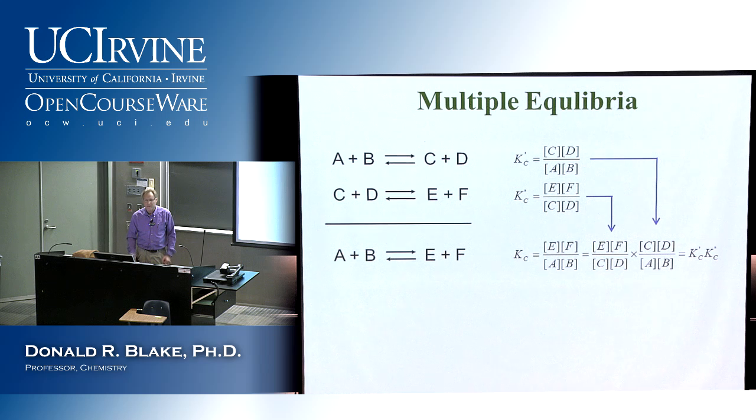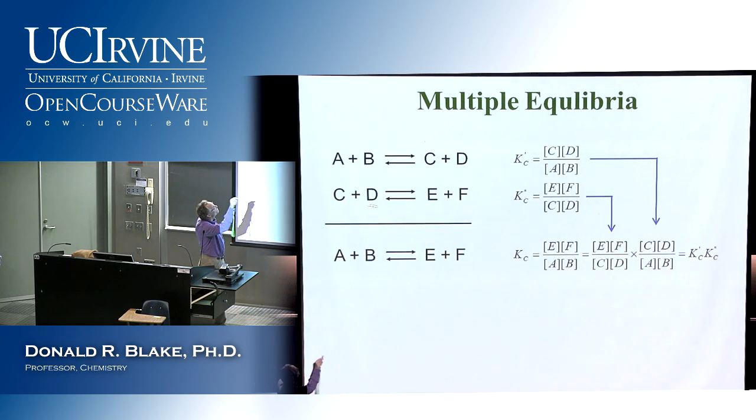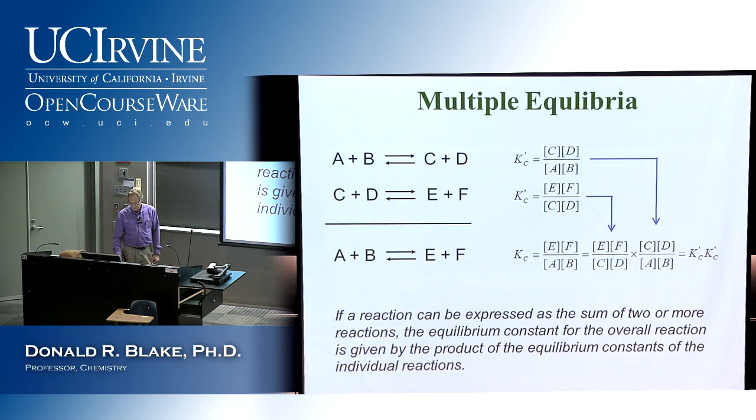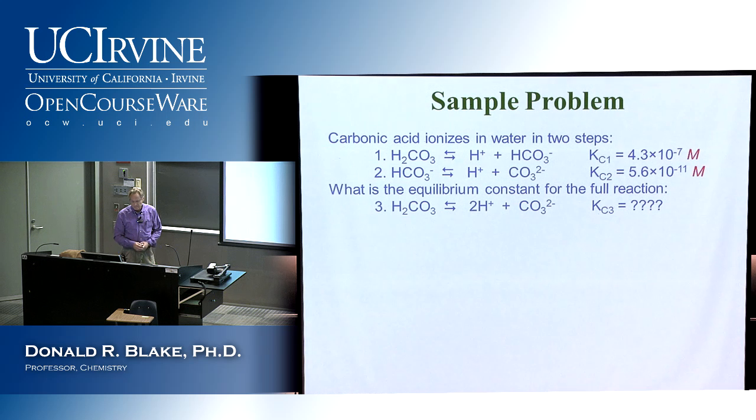This is the same thing that we did earlier, where you have this equation, A plus B goes to C plus D, and this is just a little bit more of a derivation of that. But once again, multiply them together. Okay, let's do this.